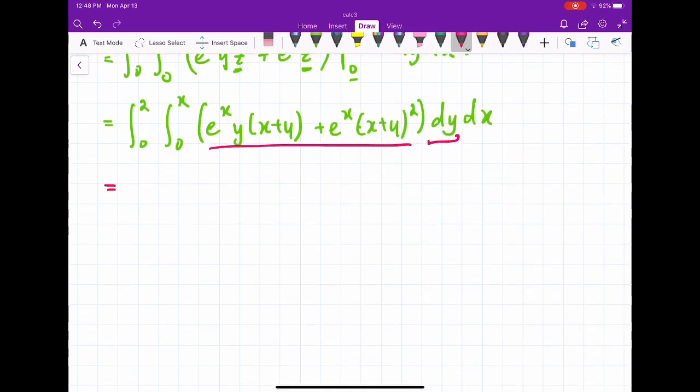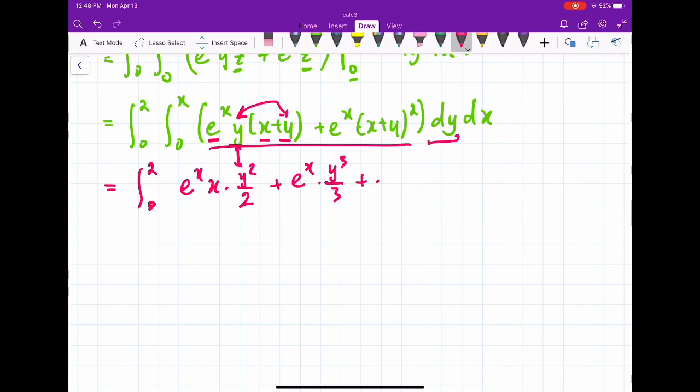So we have the following one: 0 to x, e^x times (xy), right? So if I open the parenthesis, I will get e^x times x y squared over 2. That is the antiderivative of y right here, so I multiply y with the y, I get y squared, right? Then I have e^x y cubed over 3. All right, next, e^x (x plus y). I can use the power rule. So I write that is e^x (x plus y) cubed over 3. This is evaluated from 0 to x.